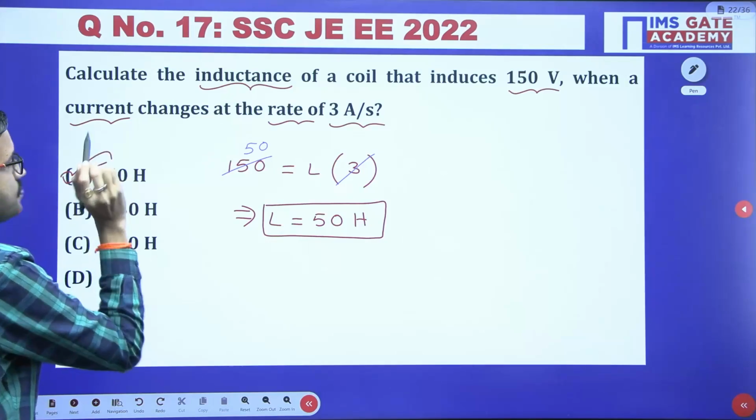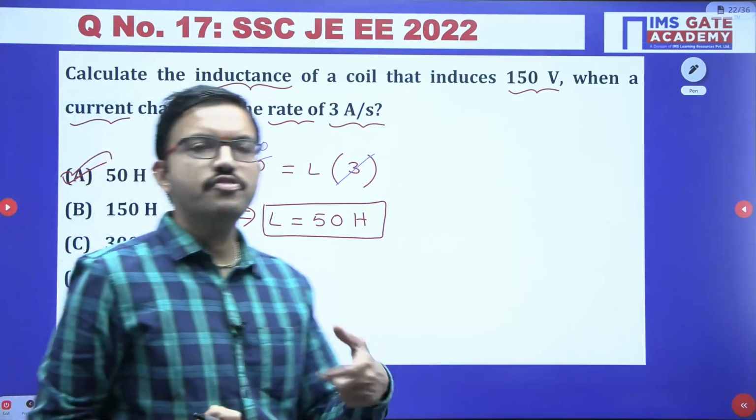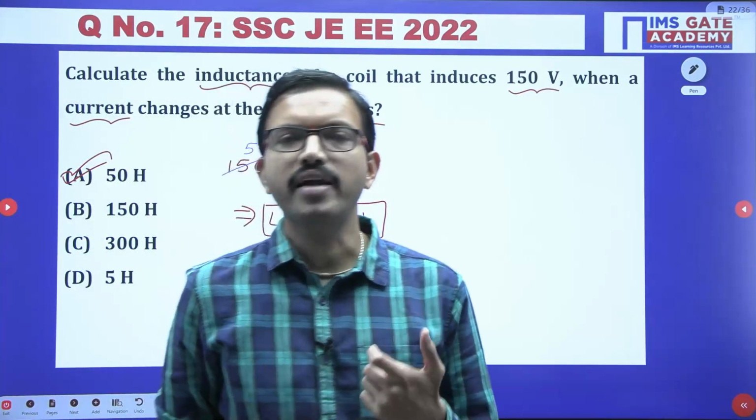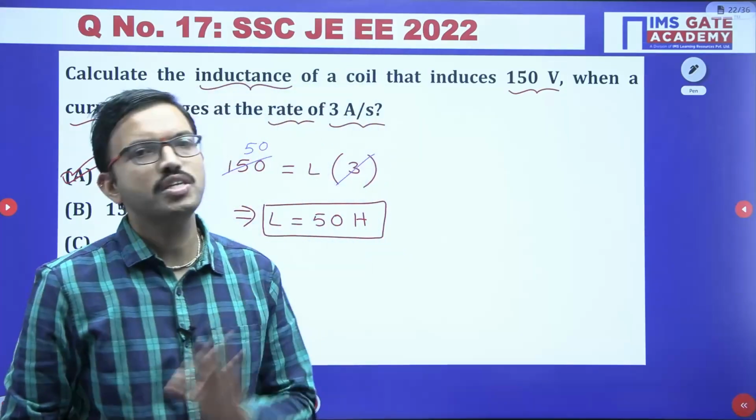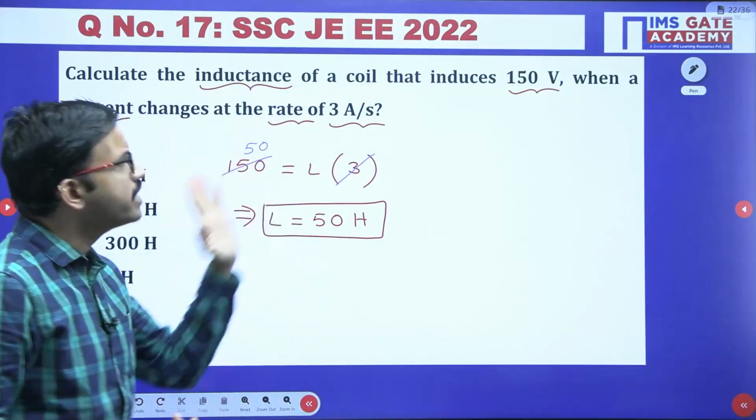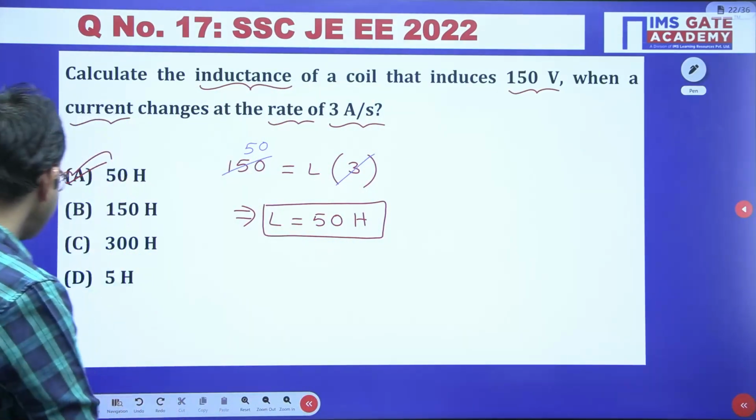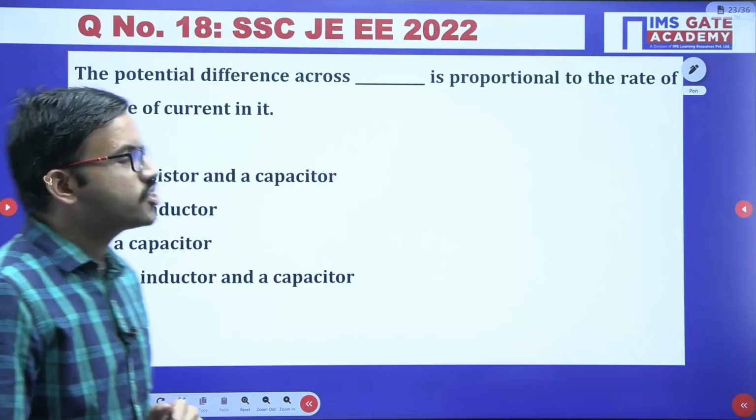Option A is correct. Okay, in this way if you have the basic formulas at command, you can do the calculation without using pen and paper. That much, direct questions, simple questions. Next question, all of you give a try.